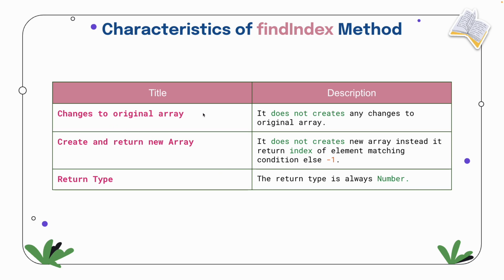Okay, so changes to original array? No, it does not change the original array. It will just return the index. If it is not there, it returns -1. Already we know index operations, right? Return type will always be a number, either -1 or else the index, whichever is there, right?